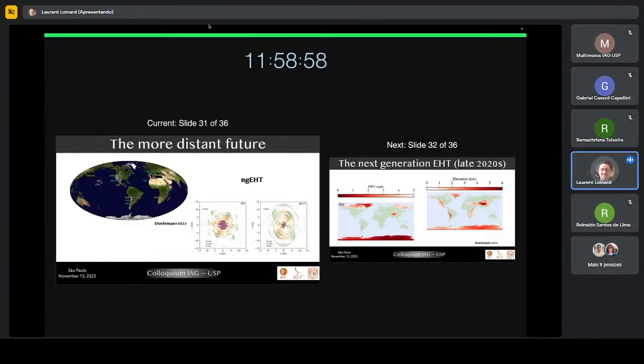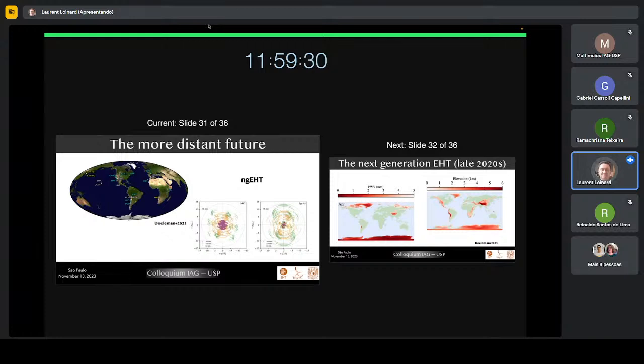And I promise this is my last slide. This is sort of a more distant future. The idea is to expand the Event Horizon Telescope and to morph it into what is called a next generation Event Horizon Telescope that will include, in addition to the existing telescopes, about a dozen other telescopes around the globe, for instance, the one here in Africa.